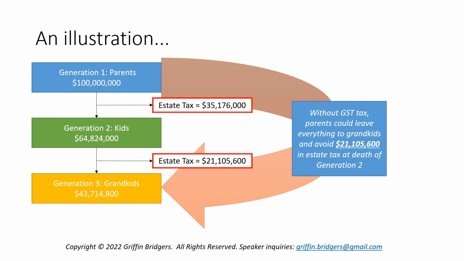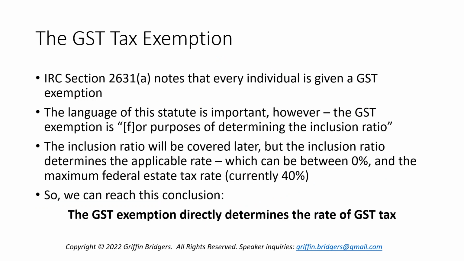So the GST tax is designed to avoid an issue where you could, as generation 1, make a transfer directly to generation 3 to remove some or all of this potential second layer of estate tax of $21 million, which could come into play. So that being said, the GST tax exemption is defined in Code Section 2631, which notes that every individual is given a GST exemption amount. Now, the language of the statute is important because it's important to know the why behind the GST tax exemption and what it affects downstream.